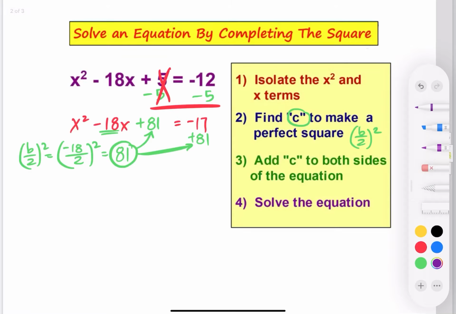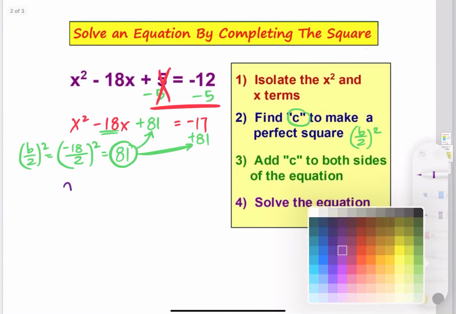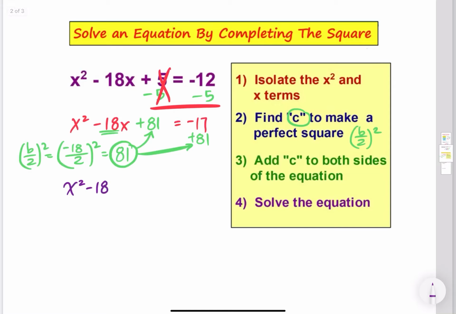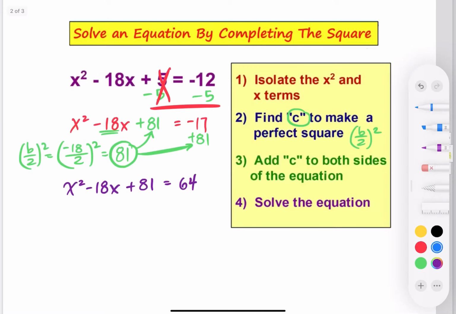So now I'm going to go ahead and rewrite this equation here. So now my equation says x squared minus 18x plus 81 is now equal to, well, negative 17 plus 81 ends up being 64. Okay, so now that I added that c value to both sides, that 81, now we're going to solve the equation. Now to solve this equation, we're going to go ahead and write that perfect square trinomial in factored form.